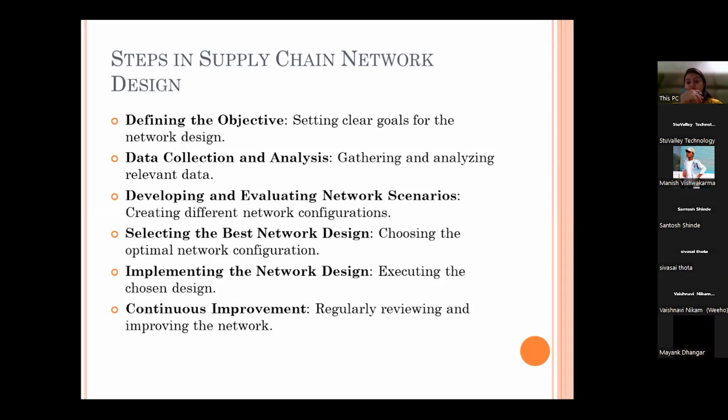Resources availability. Based on the availability of resources at that particular location, we will place the manufacturing plant.